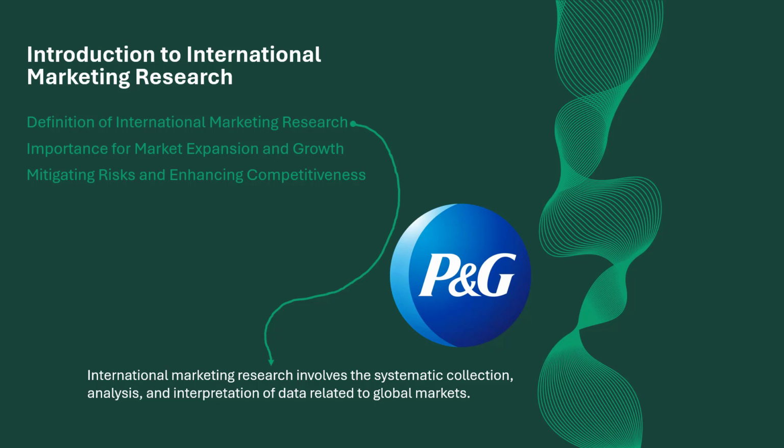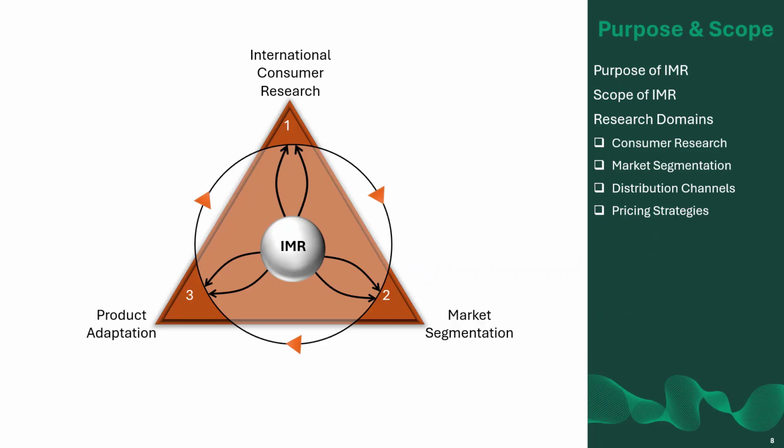As an example, Procter & Gamble, or P&G, successfully applied international marketing research to expand its Pampers brand worldwide. By conducting extensive market research in over 100 countries, P&G identified regional differences in diaper usage and preferences. The company adapted its product designs or marketing strategies accordingly, leading to a significant increase in global market share and customer satisfaction. In this figure, we illustrate the interconnected aspects of international marketing research, highlighting how consumer research feeds into market segmentation and product adaptations.